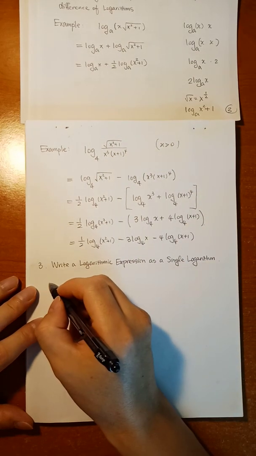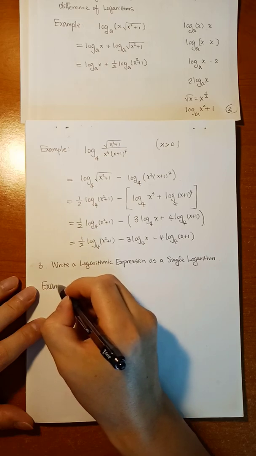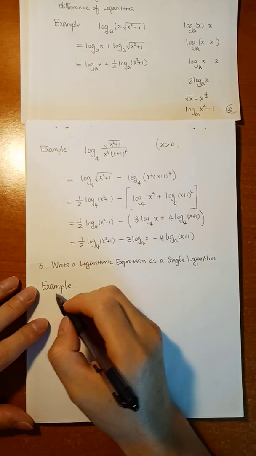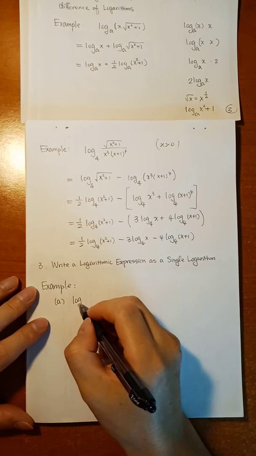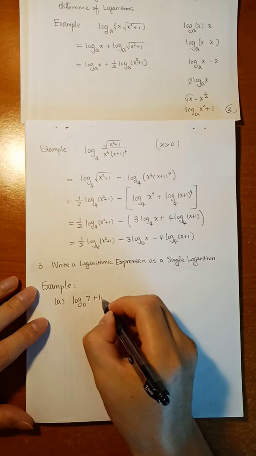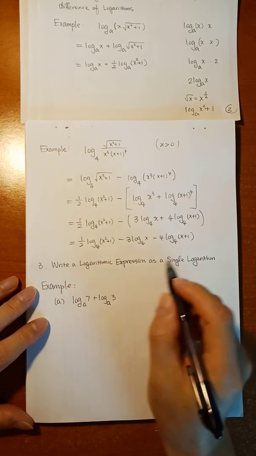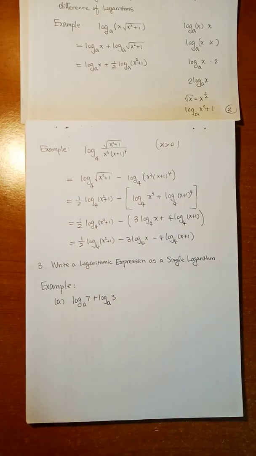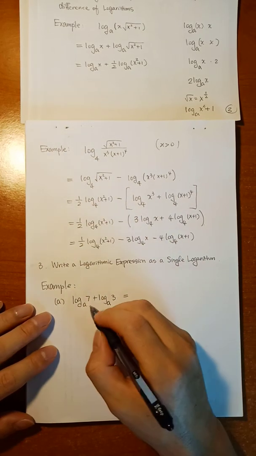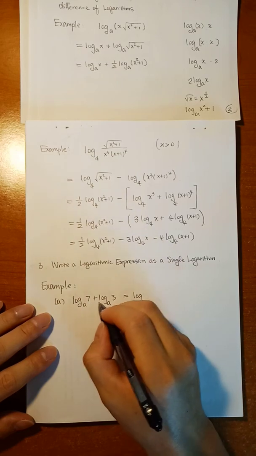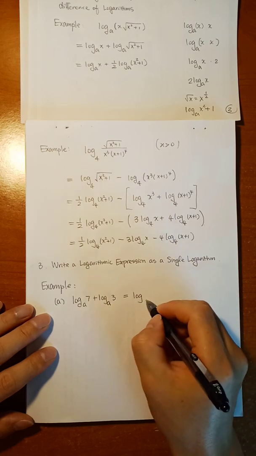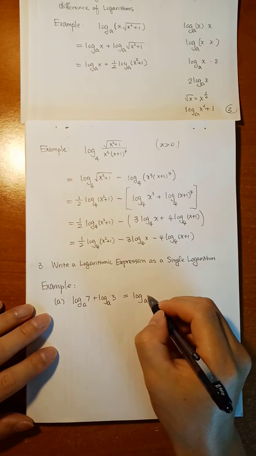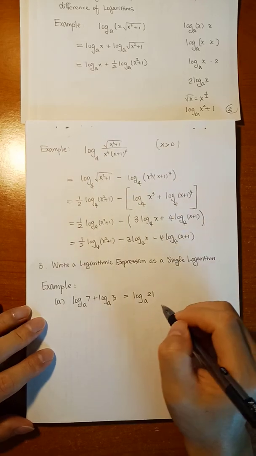So it means, let's see the examples. For example, we have log a of 7 plus log a of 3. Once again, you have to have the same base. If you have different bases, nothing you can do. So the sum of the logs is the log of the product. So log to the base a, 7 times 3, 21.